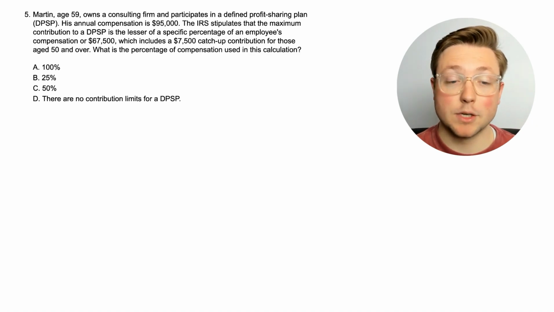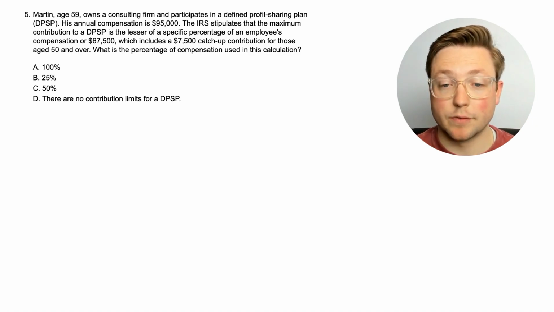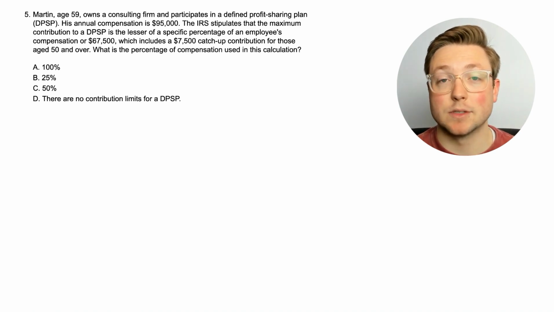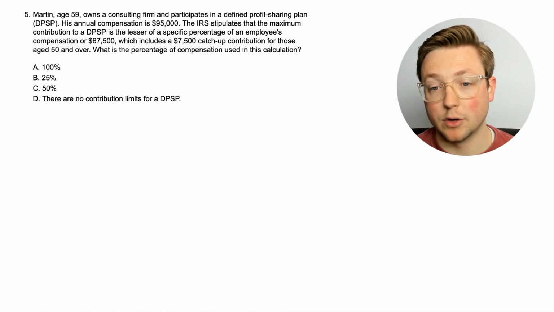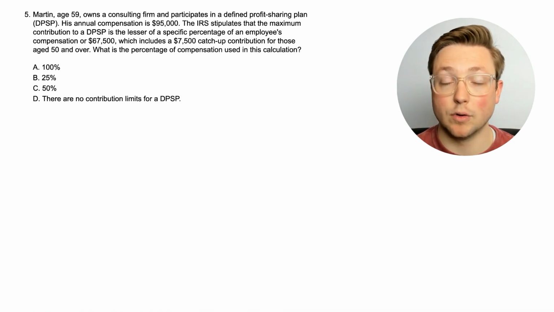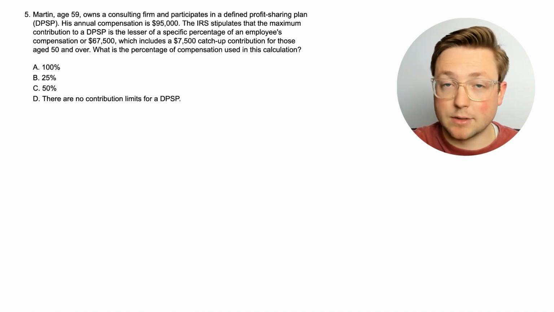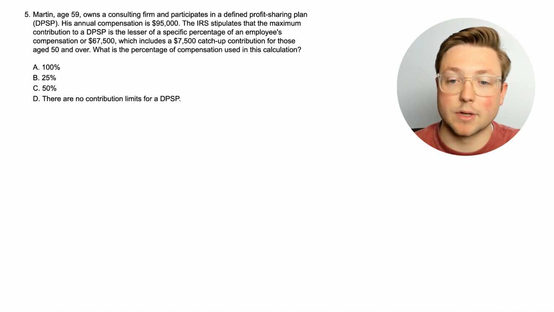Okay, here is question 5. Martin, age 59, owns a consulting firm and participates in a defined profit sharing plan or DPSP. His annual compensation is $95,000. The IRS stipulates that the maximum contribution to a DPSP is the lesser of a specific percentage of an employee's compensation, or $67,500, which includes a $7,500 catch-up contribution for those aged 50 and over. So basically, by the way, right there it's saying $67,500 is actually $60,000 plus that $7,500 catch-up contribution.